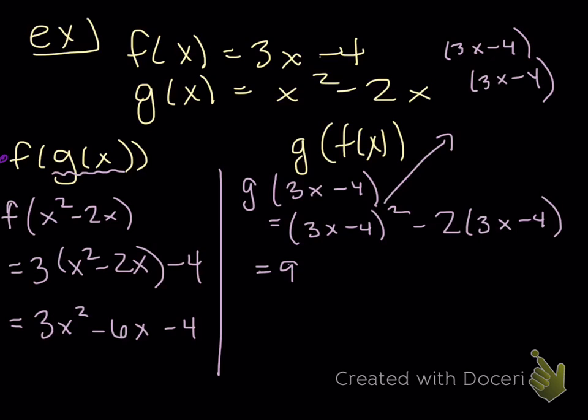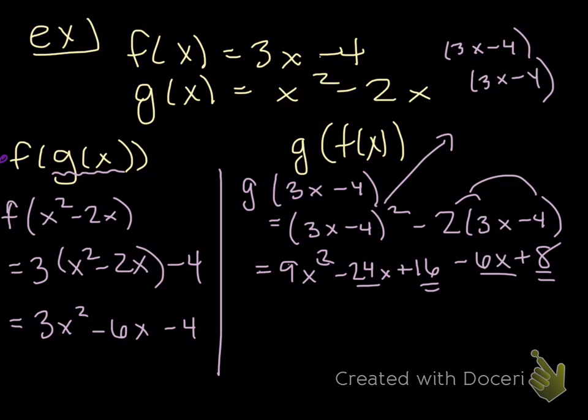So I would get a 9x squared. My inner and outer terms are both going to be 12x, so I could just say minus 24x and then plus 16. And now I distribute both terms over here. I'll get minus 6x plus 8. And now I combine like terms, so these can combine and those two can combine. So I get 9x squared minus 30x plus 24.